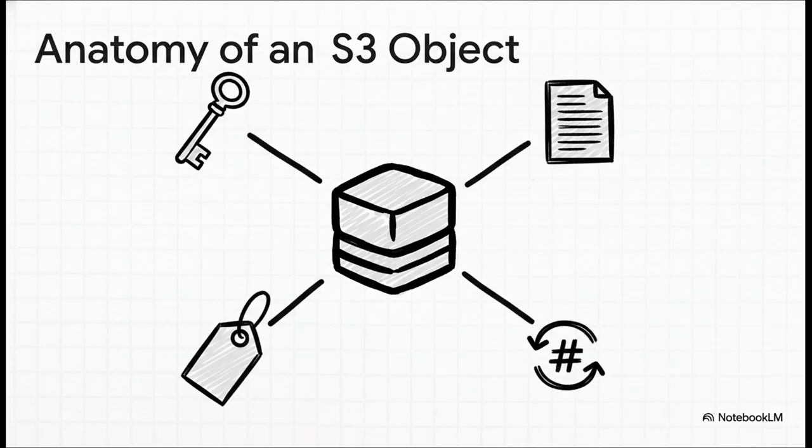You've got the key, which is just its unique name inside the bucket. You can think of it like a file name or a file path. The value is the data itself, the actual contents of the file. Then there's metadata, which is data about the data, like how big the file is or what type of file it is. And finally, if you've turned on versioning, it'll have a version ID, and we'll talk more about that in just a minute.